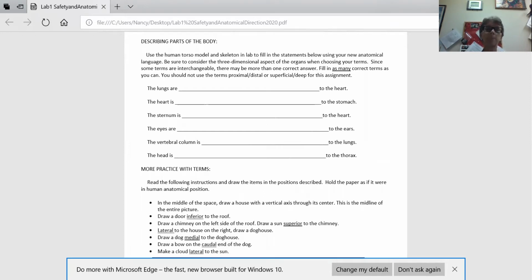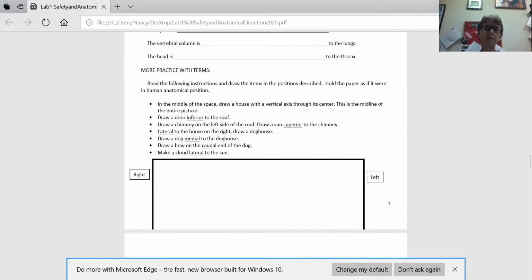Then describing body parts, again, using those anatomical terms and directions. So for example, the lungs are blank to the heart. Well, you could say that the lungs are posterior to the heart. That would be one correct answer. Or for example, the sternum is blank to the heart. The sternum would be anterior to the heart. Okay, so fill those in with the proper terms.